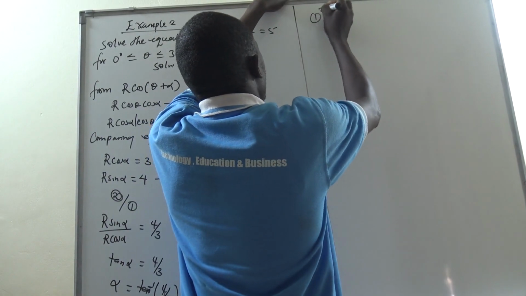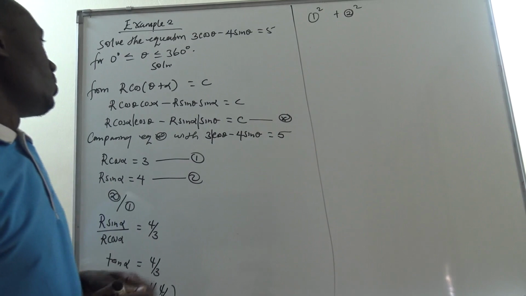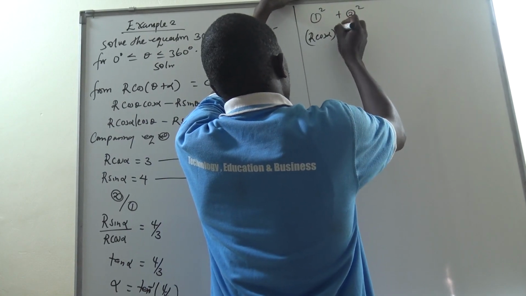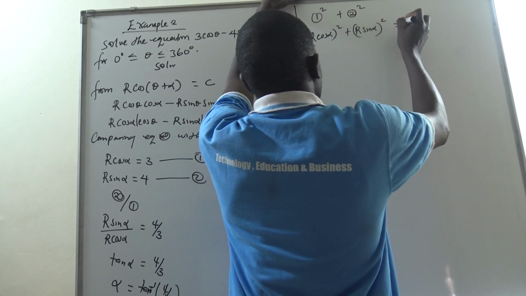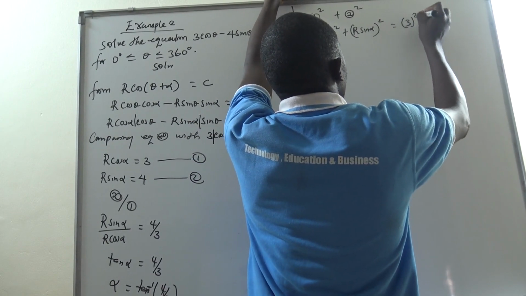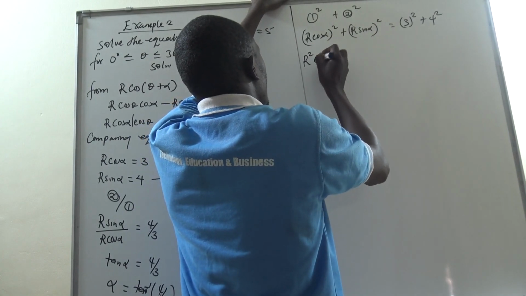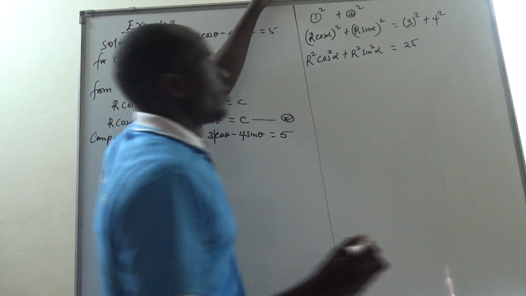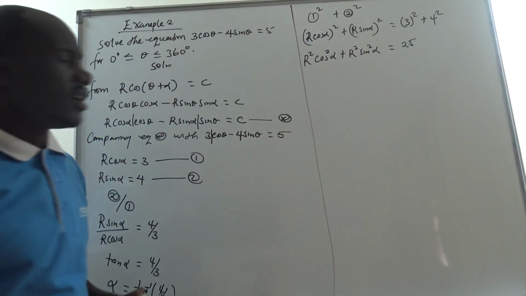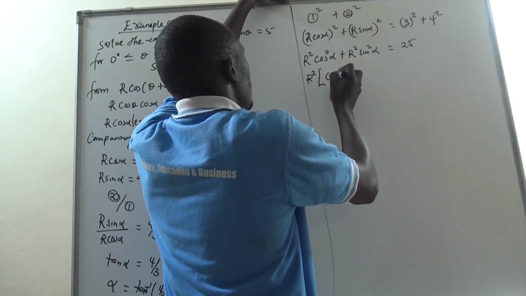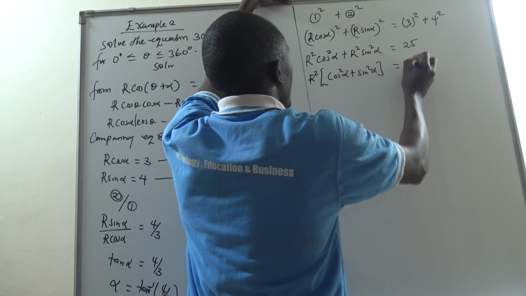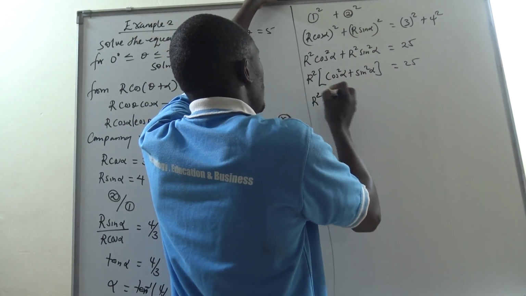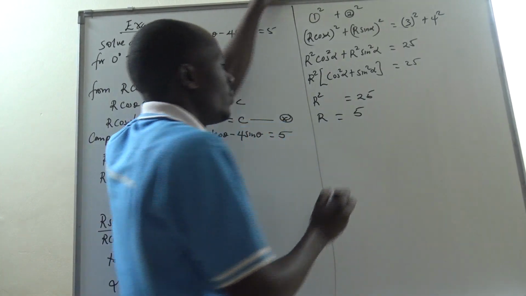Then we also look at how we can get the value of R. I can say equation 1 squared plus 2 squared. What does it give us? We are going to have R cos alpha squared plus R sine alpha squared equals 3 squared plus 4 squared. So here I'm having R squared cos squared alpha plus R squared sine squared alpha equals 25. What is common is R squared into cos squared alpha plus sine squared alpha equals 25. And cos squared alpha plus sine squared alpha is 1. So I'm getting R squared equals 25. What is R alone? R is 5.